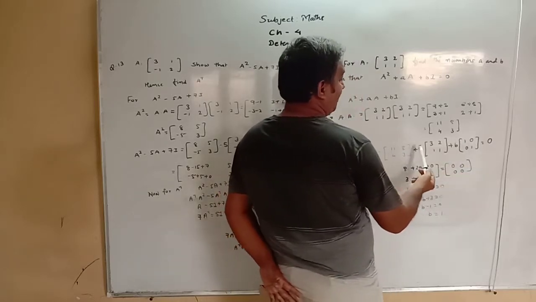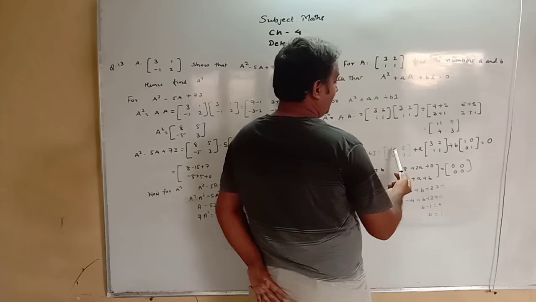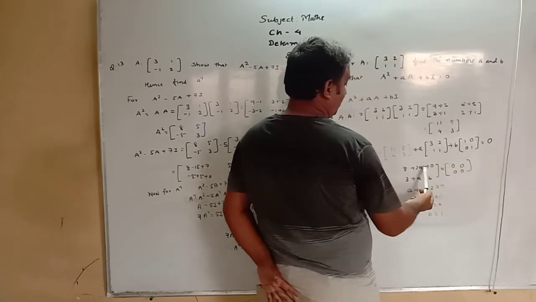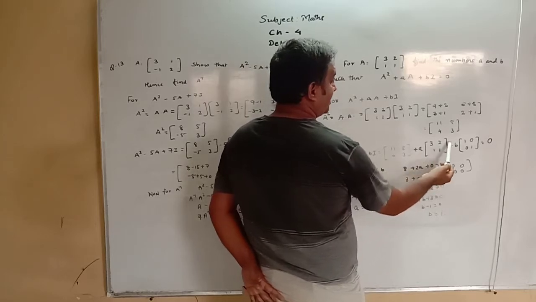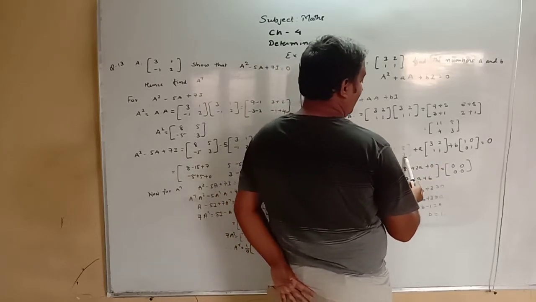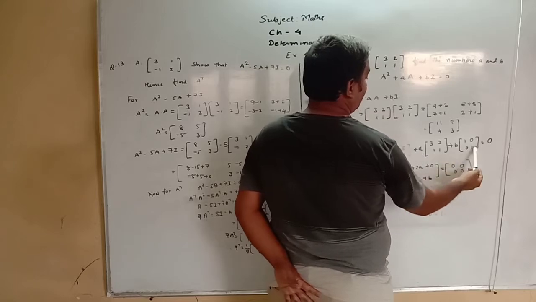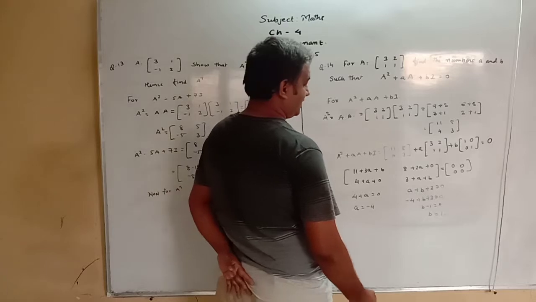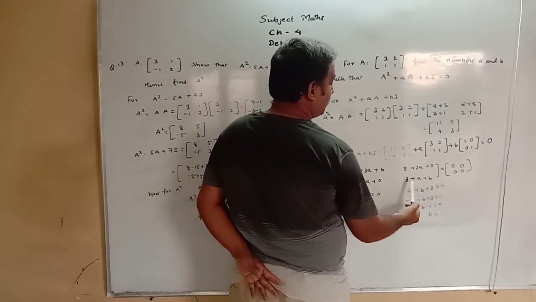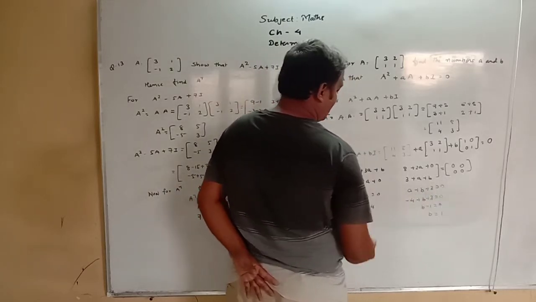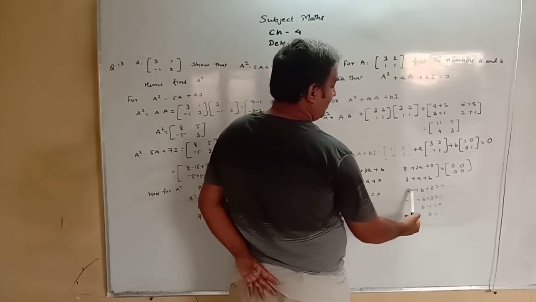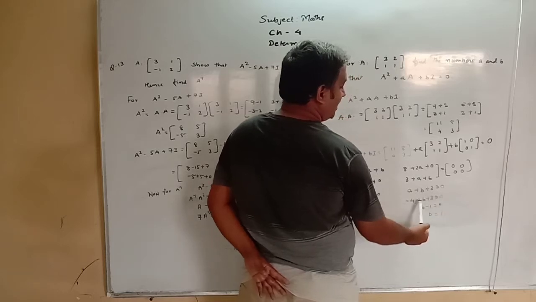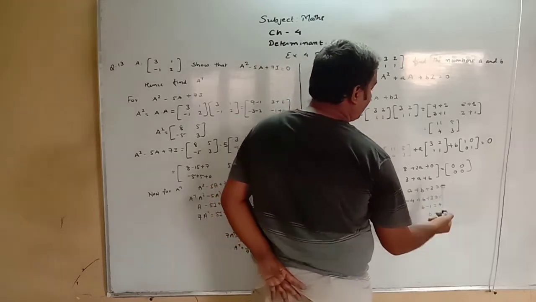So 11 plus 3a plus b, 4 plus a plus b into 0 0, 8 plus 2a plus b, and 3 plus a plus b equals 0. Now we know that two matrices are equal if corresponding entries are equal. So 4 plus a equals 0, 3 plus a plus b equals 0. So a equals minus 4. Now a equals minus 4, we substitute here: 3 minus 4 plus b equals 0. So b minus 1 equals 0. So b equals 1.